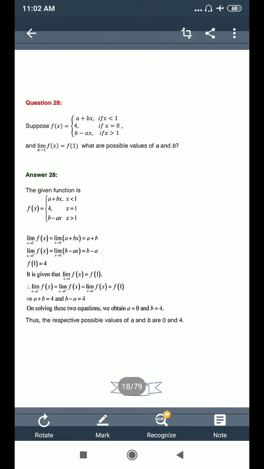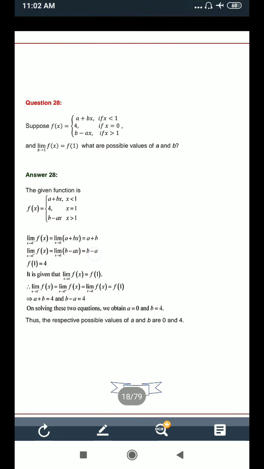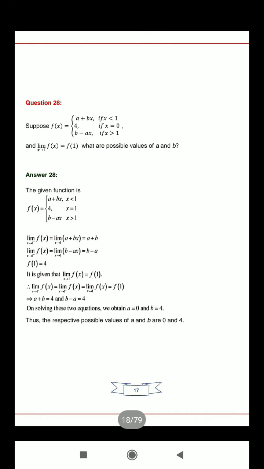So it is b minus a. Now you see, limit x tends to 1 is given equal to f1. So what is f1? F1 is 4. So this thing is given 4 and this thing is also given equal to 4, because left hand limit and right hand limit both are equal and both are equal to f1.